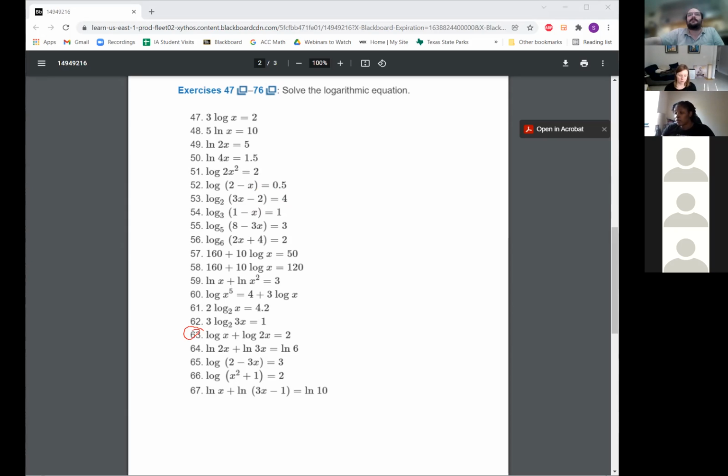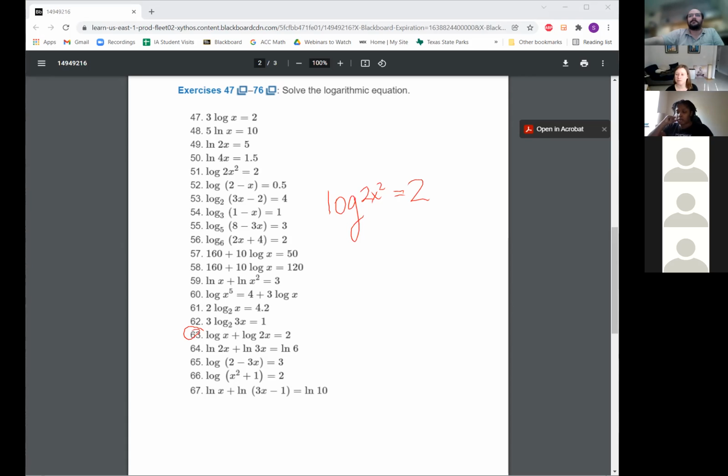Okay, first I looked at log x plus log 2x. It was an addition. I multiplied what's after log, so I did log of x times 2x, and then I combined, so I ended up getting log of 2x squared. Okay. Yeah, that's a good first step.